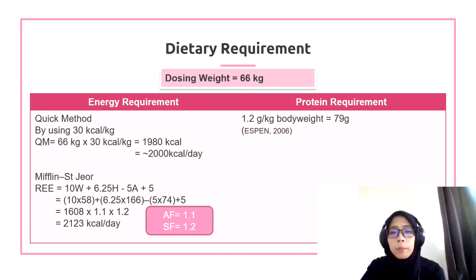And for protein requirement, I choose 1.2 gram per kg body weight, which is based on ASPEN 2006, is suitable for patients with liver cirrhosis, and the protein requirement is around 79 gram of protein per day.